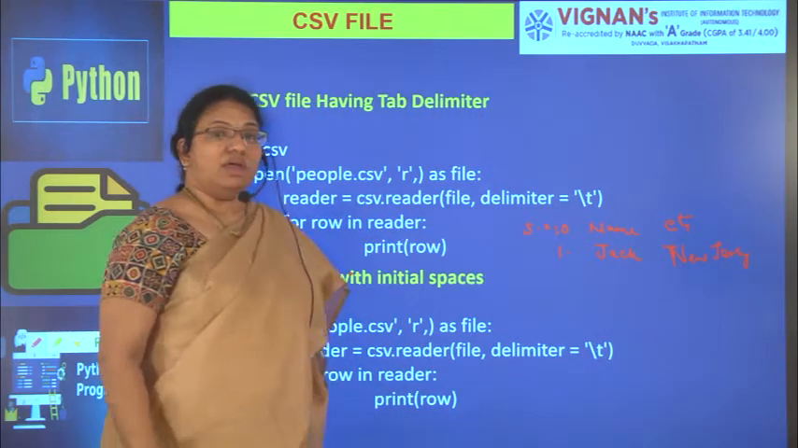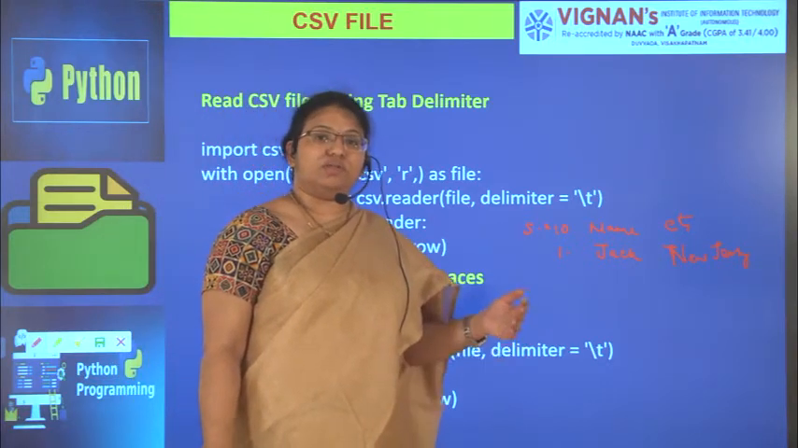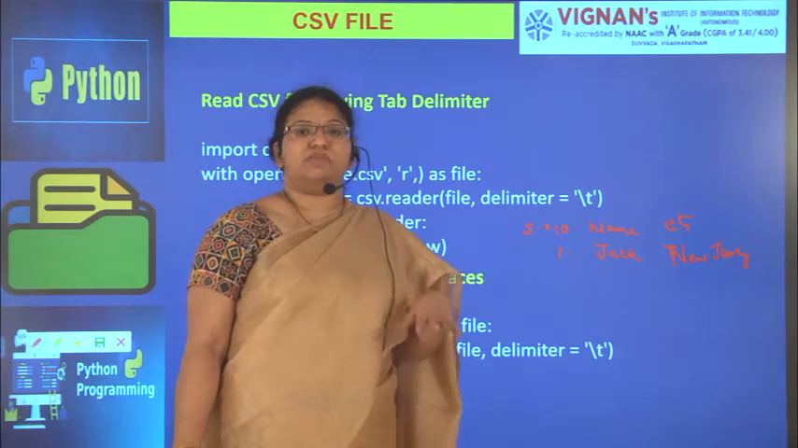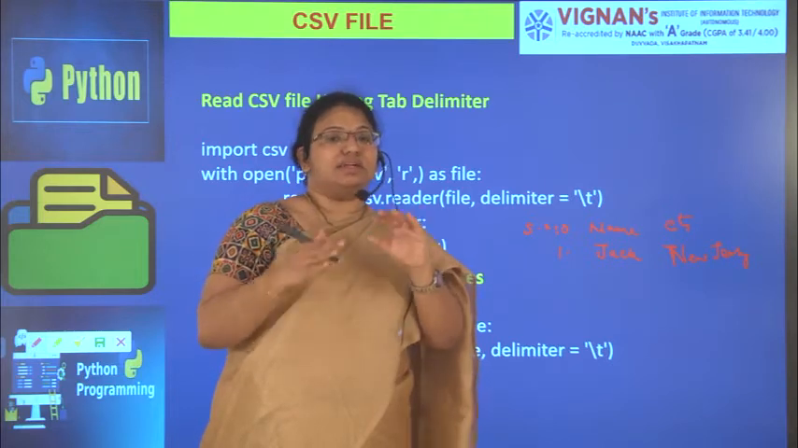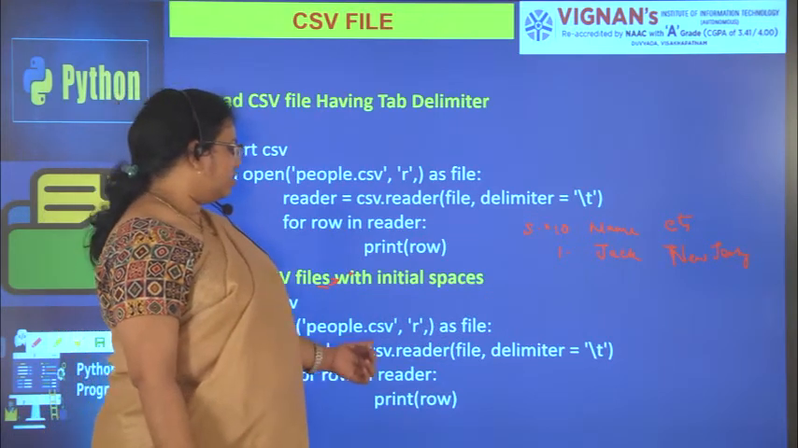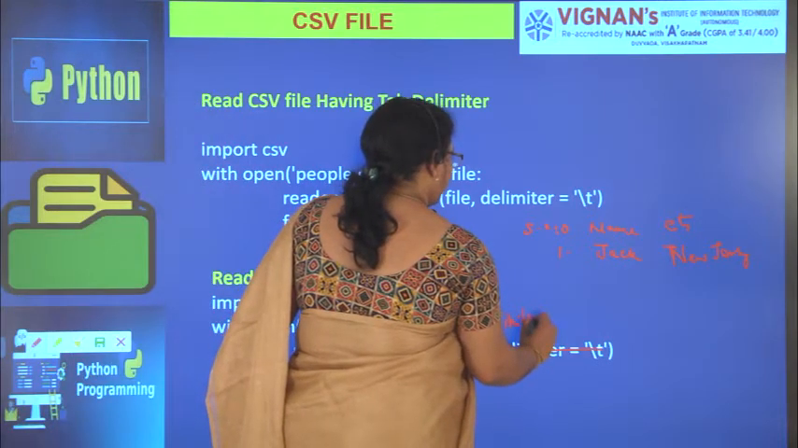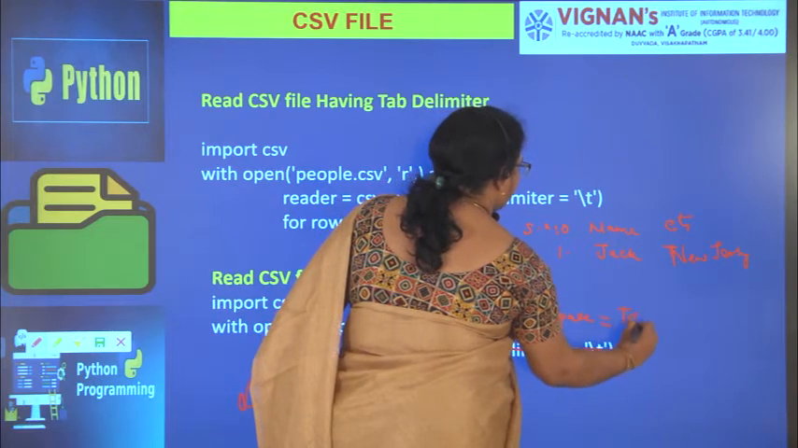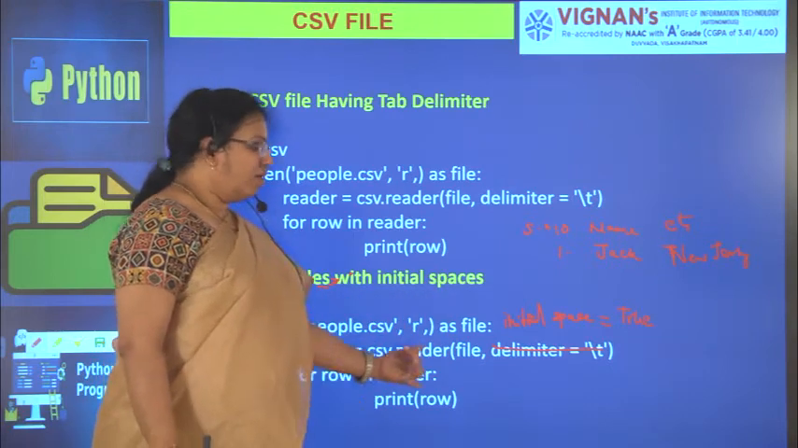So what we will be doing here is reading a CSV file with spaces. Previously we had used comma, then we had used delimiter \t. Now the initial space is the one we are going to use. So whenever you are reading the data, that initial space will be avoided here. Now to do that, reader is equal to csv.reader(file, delimiter='\t', skipinitialspace=True) if you want to read the CSV files with initial space.